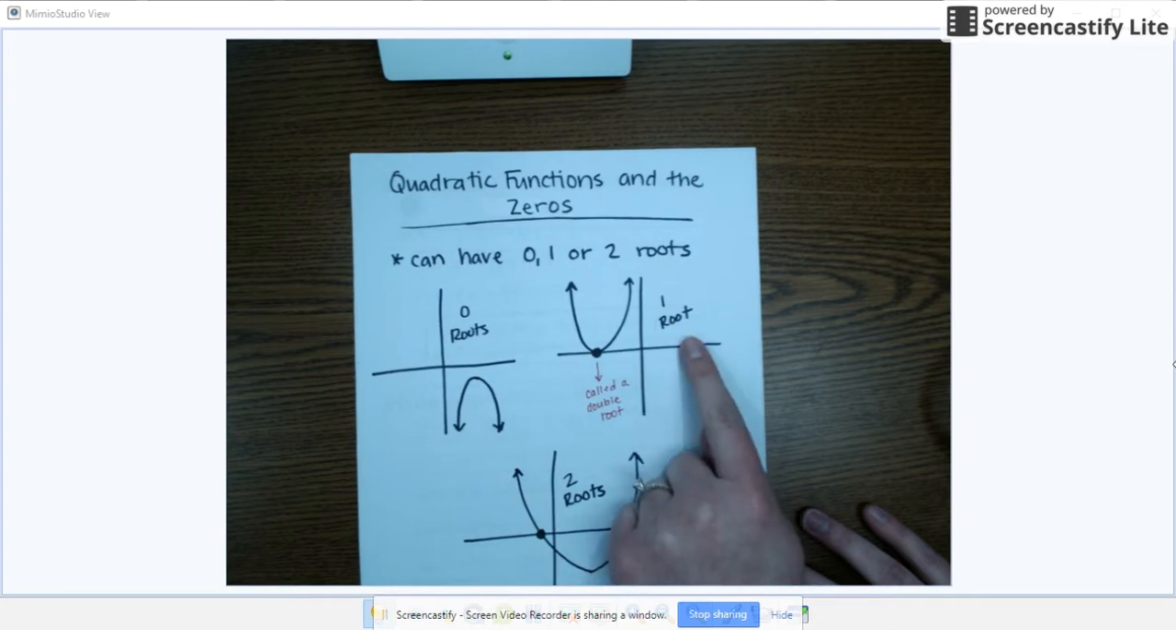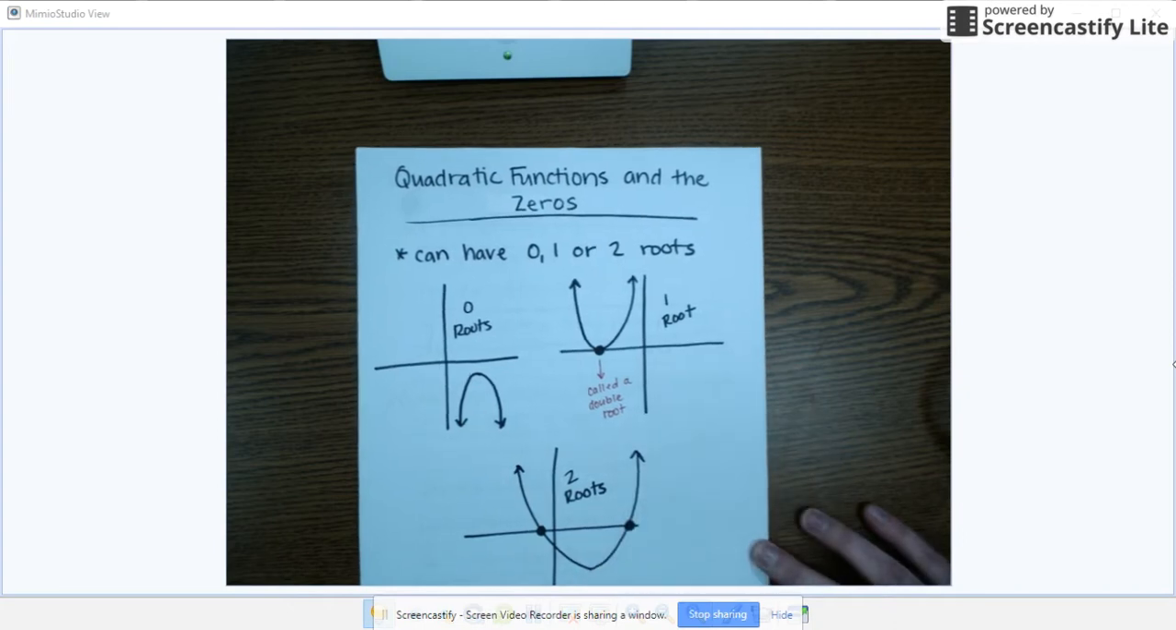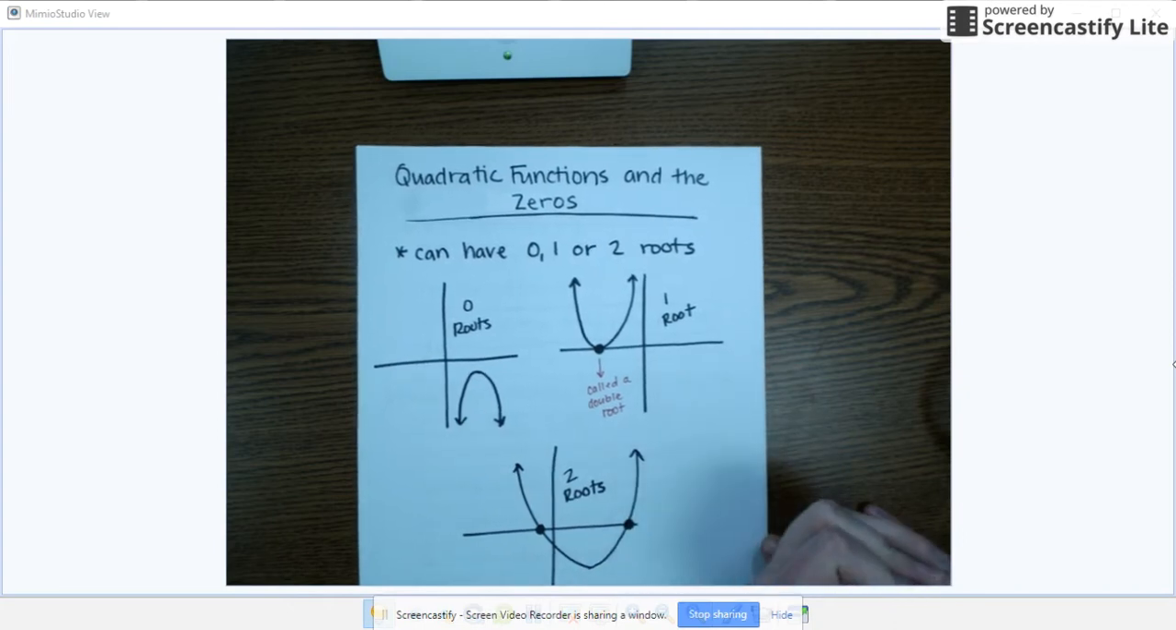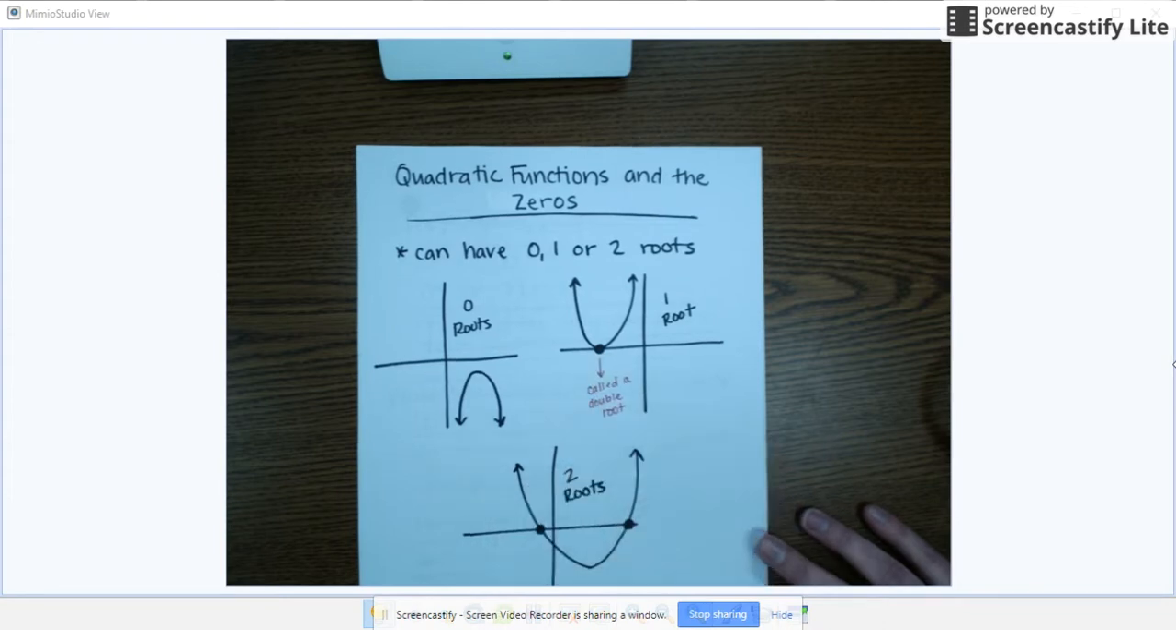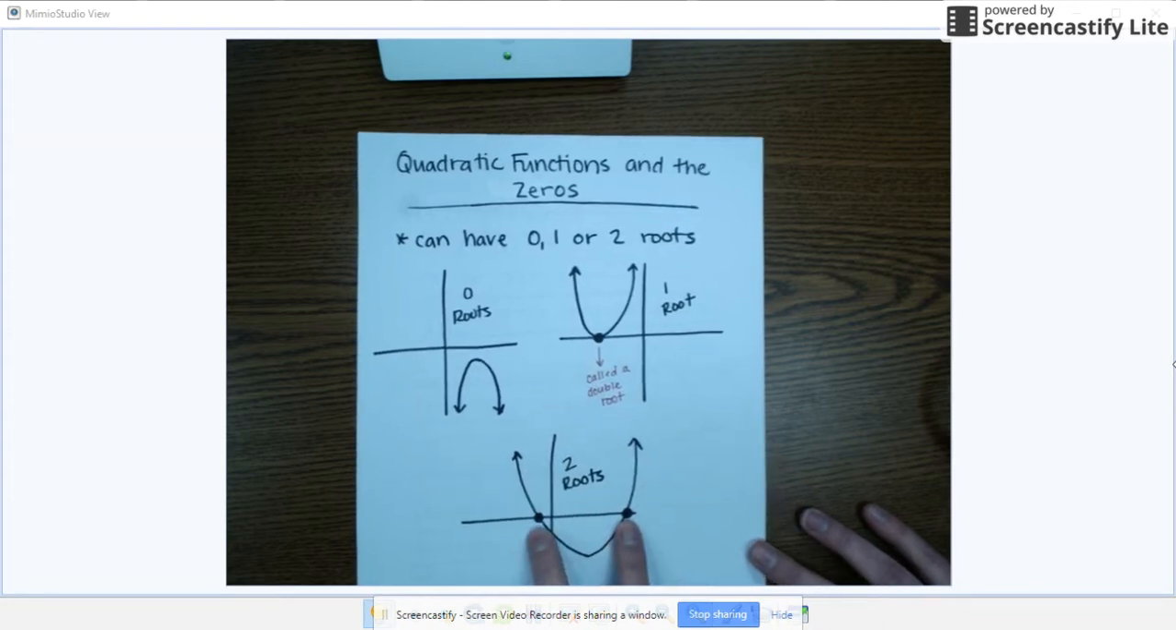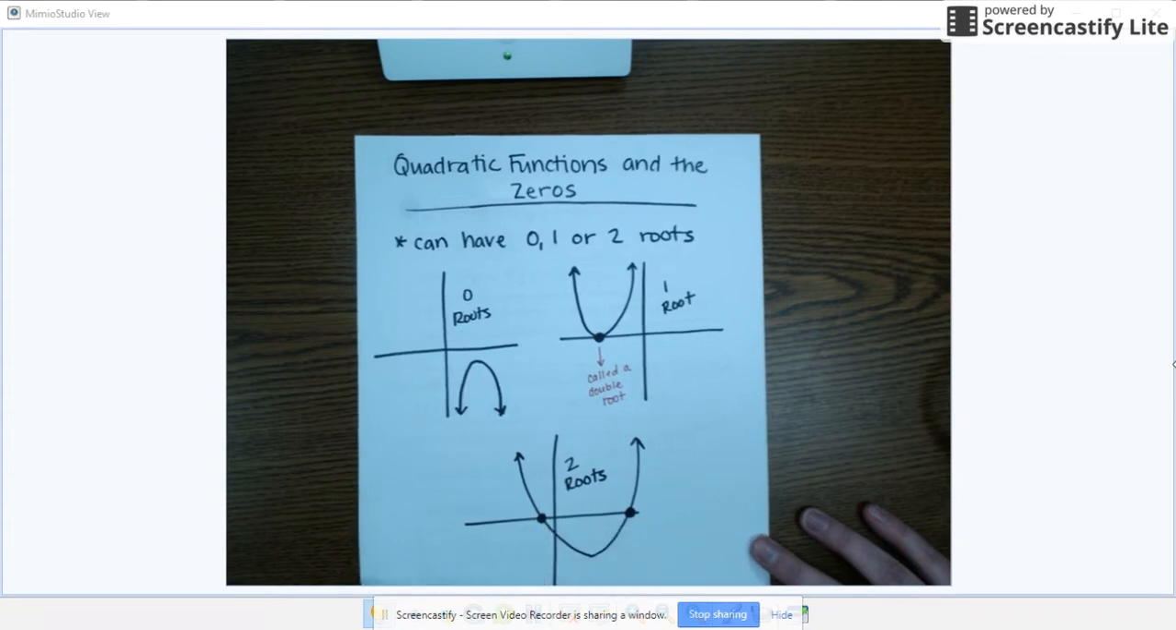One root means that you're going to cross the x-axis one time. Since it's quadratic, we call that one root a double root. Okay, so if it touches the x-axis one time, that's a double root. And then you could have 2 roots as well, where you would have 2 x-intercepts, or it crosses your x-axis twice.